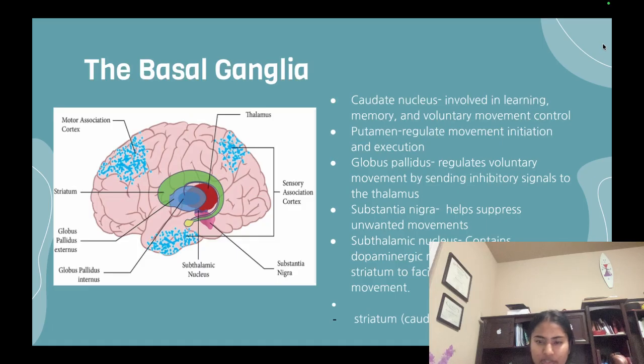I think I switched the substantia nigra and the subthalamic nucleus. So just know that the subthalamic nucleus is the small lens-shaped structure below the thalamus, and that is what helps suppress the unwanted movements. And the substantia nigra is the one that contains dopaminergic neurons and projects to the striatum. So I switched those two up. Sorry about that. Just keep that in mind.